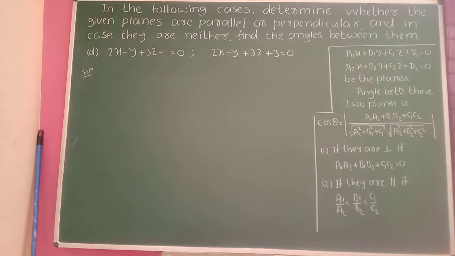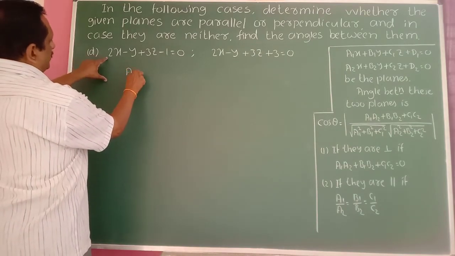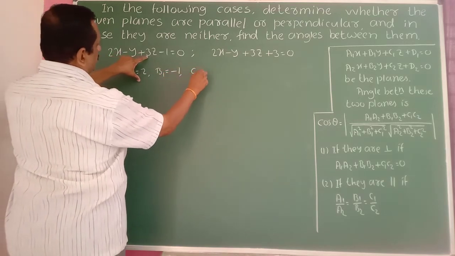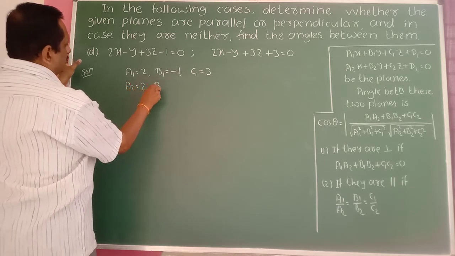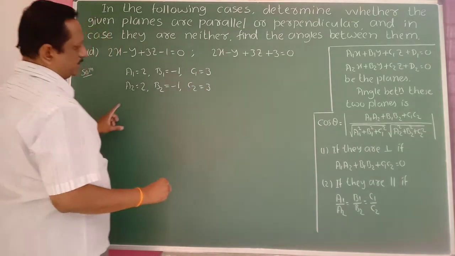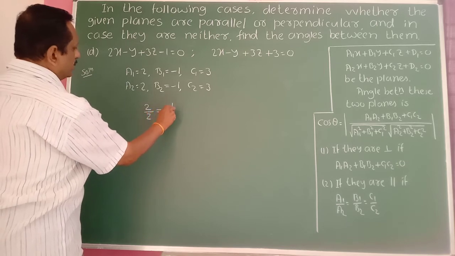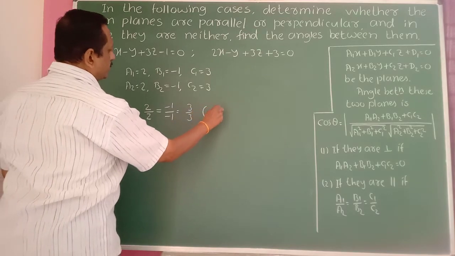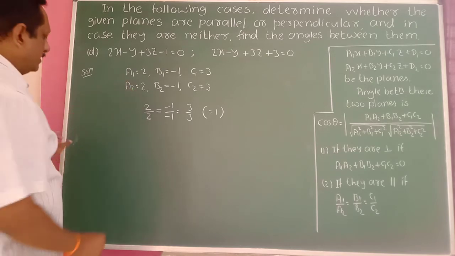So in the fourth example here, A1 is equal to 2 here, B1 equal to minus 1, C1 is equal to 3, then A2 is equal to 2, B2 is equal to minus 1 and C2 is equal to 3 here. Just observe the terms here. So 2 divided by 2 is equal to minus 1 upon minus 1 is equal to 3 divided by 3 is equal to 1 here. Each term is 1. Yes, the given planes are parallel to each other.